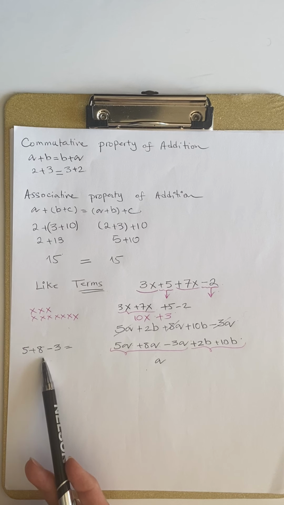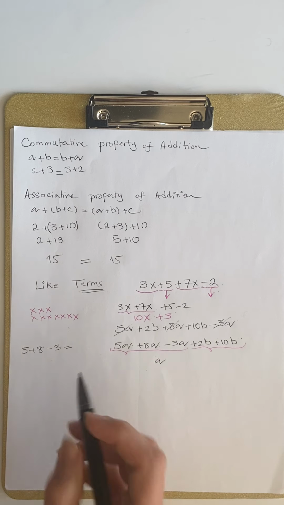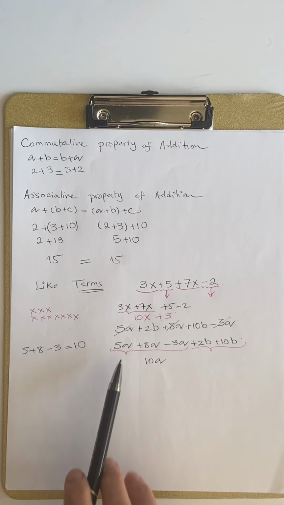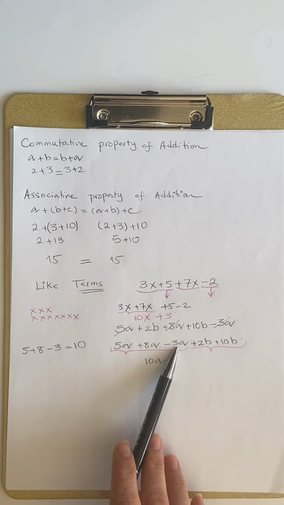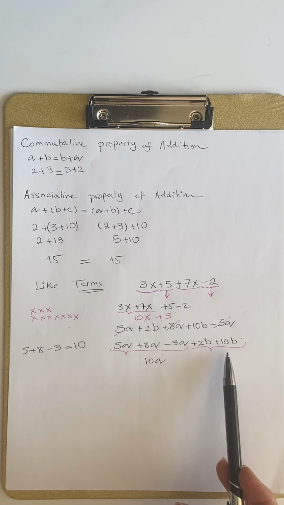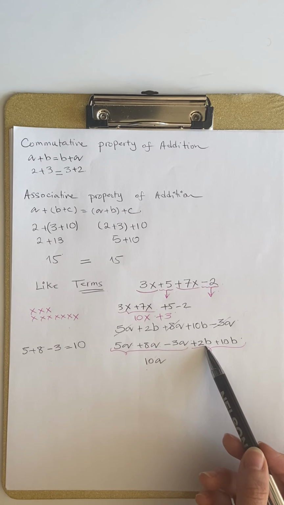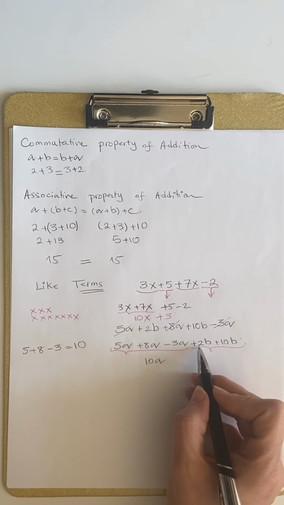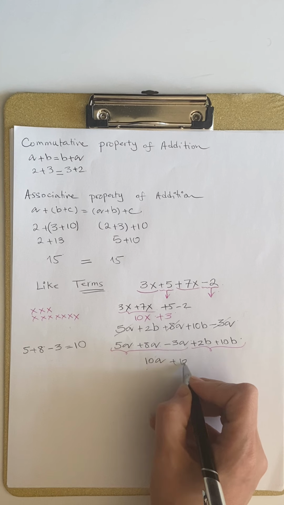So what is 5 plus 8 minus 3? 5 and 8 is 13, minus 3 is a 10. That's why the result of these three variables, alike terms, is 10a. We're going to do the same thing for these two. Plus 2b plus 10b. You have 2b's and 10b's. What do you have? A big hive, right? Not so much a big hive. Anyways, 2b plus 10b is just 12b.